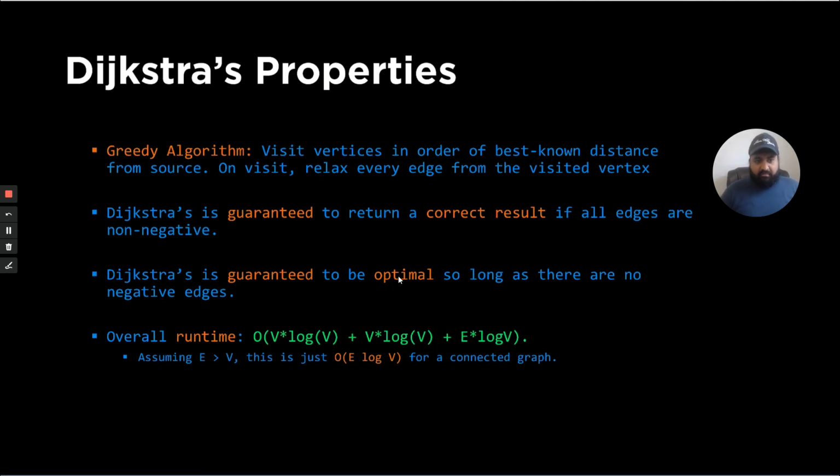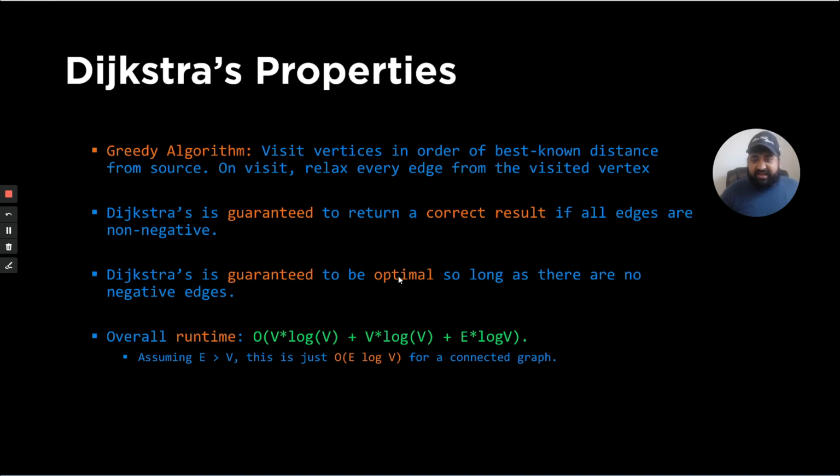Just to sum up, the algorithm that we just discussed is a form of greedy algorithm. We are going to cover greedy algorithms. There's an entire week to it after a couple of weeks, so I'm not going to discuss it, but it's a greedy algorithm because it visits the vertices in the order of best known distance from the source.